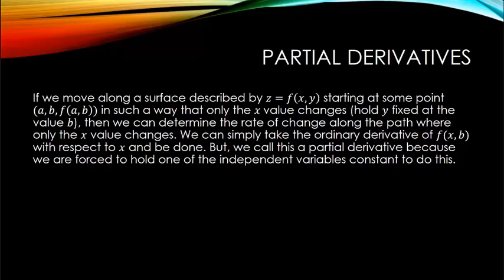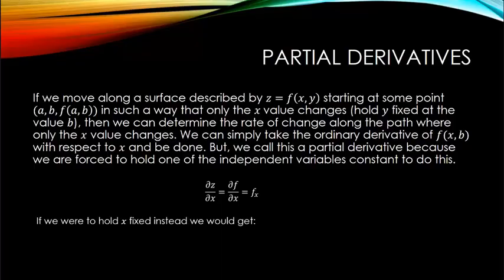But I don't call this a direct or ordinary derivative. I call it a partial derivative because we are forced to hold one of my independent variables constant in order to do this. So that the partial derivative of z with respect to x gives me the partial derivative of my function with respect to x, and in my notation I can write that as f_x, where the x is written as a subscript. If I wanted to take a derivative holding x fixed and letting y change, I will get the partial derivative of z with respect to y, which is equal to the partial derivative of the function with respect to y, which is equal to f_y.